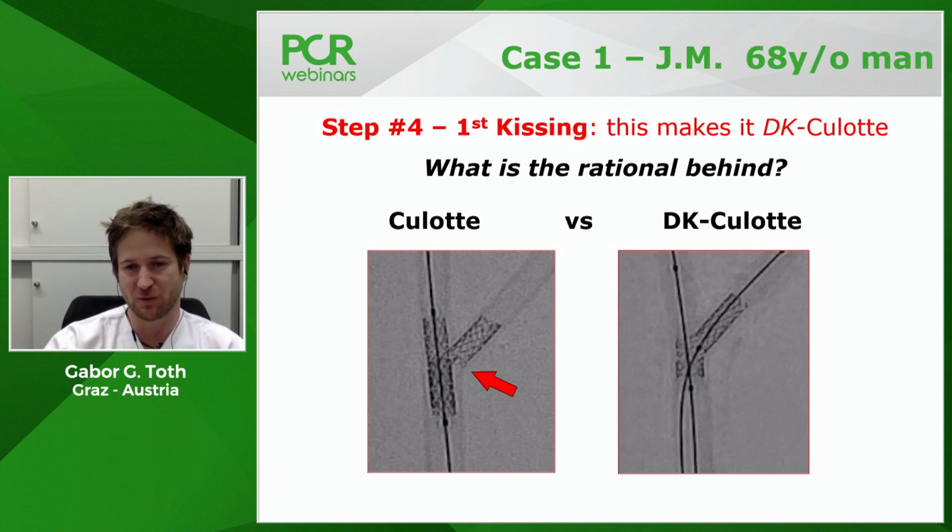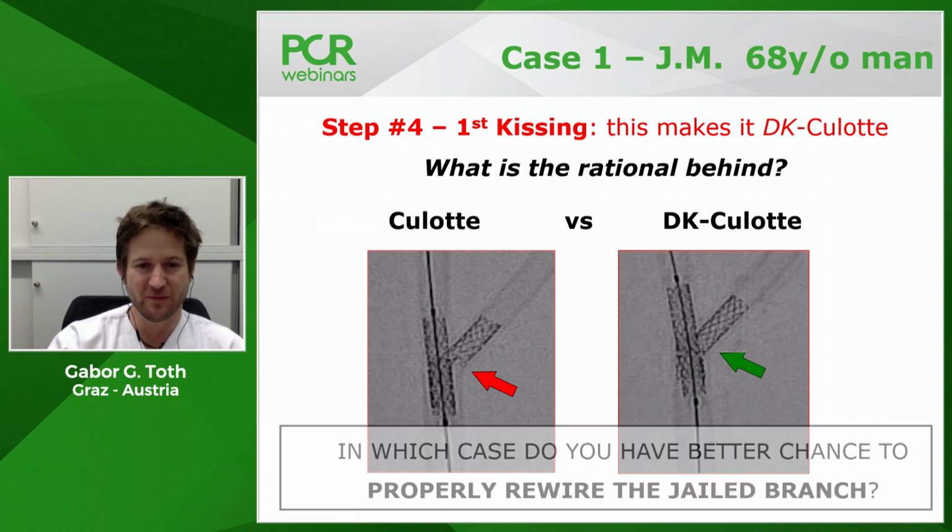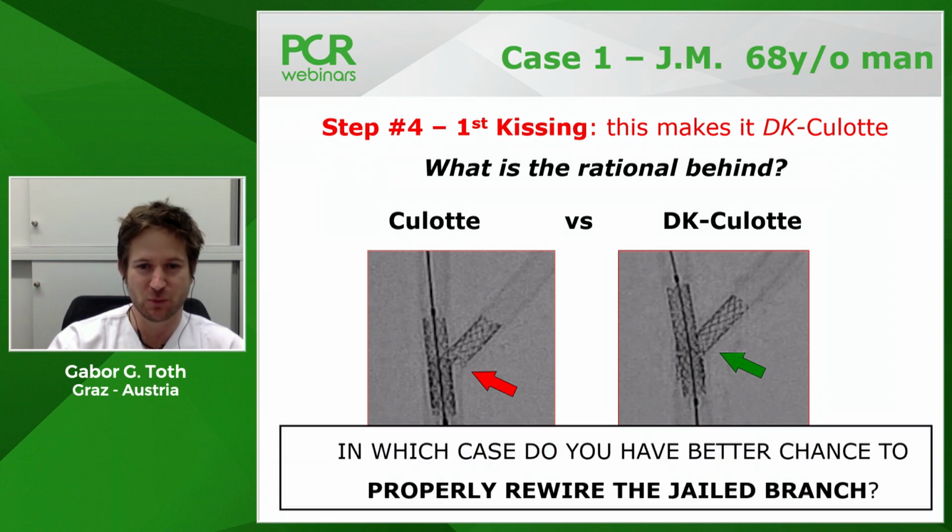First, a nice kissing, you will have a brilliant, nice result in the first stent, which stent doesn't move a micromillimeter by putting the other stent inside. So I leave this question open here for you. What do you think, in which case you will have the better chance to wire properly again the side branch? To be honest, I feel more comfortable with the green arrow than with the red one. So this is what we did here.